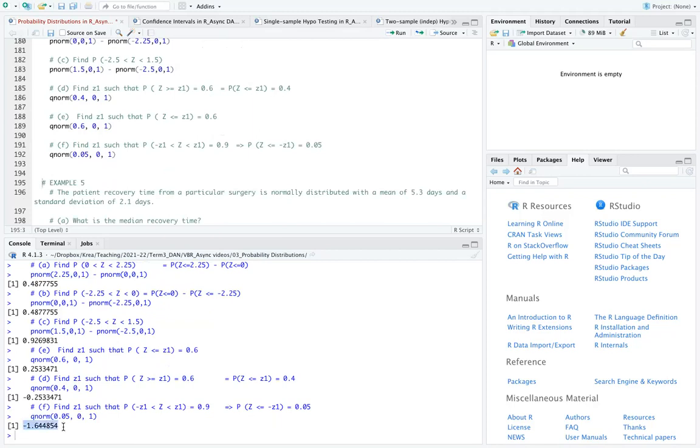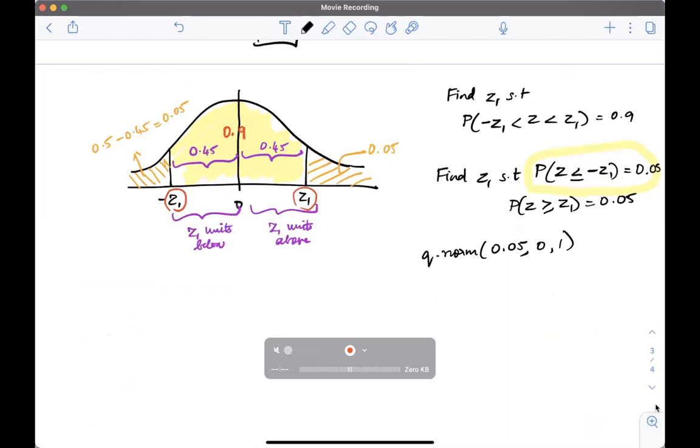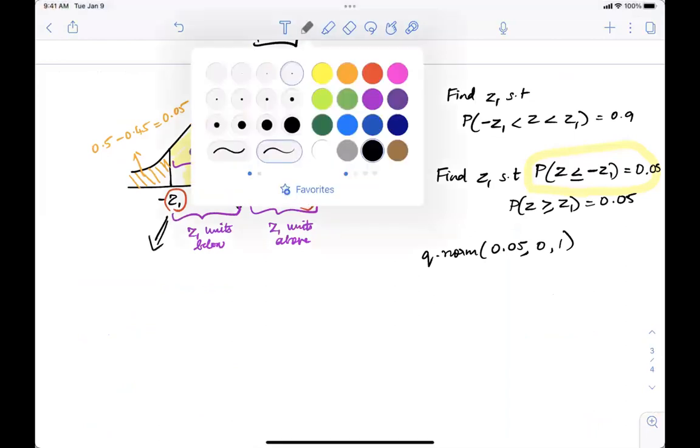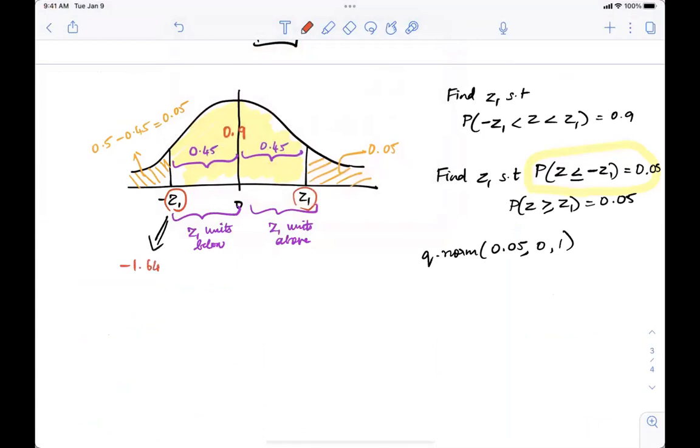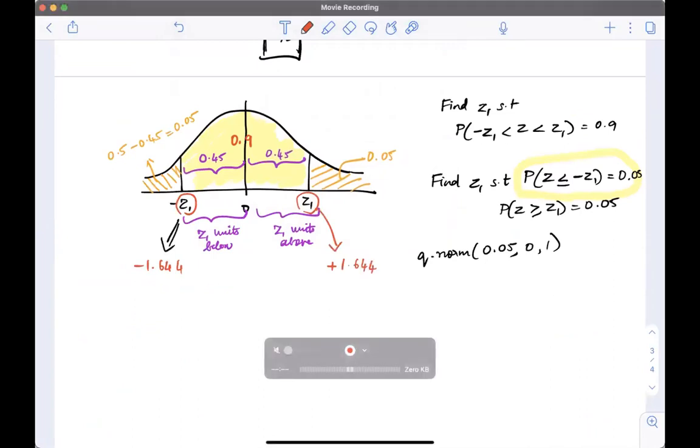Now minus 1.644 just tells us that this point is to the left of the mean. The actual Z1 value is just 1.644. So to get that, all I have to do is multiply this number by minus 1. And when I do it that way, I get 1.644. So if I go back to my drawing, minus Z1 is going to be minus 1.644. This point is going to be plus 1.644. And that's how we solve this question.